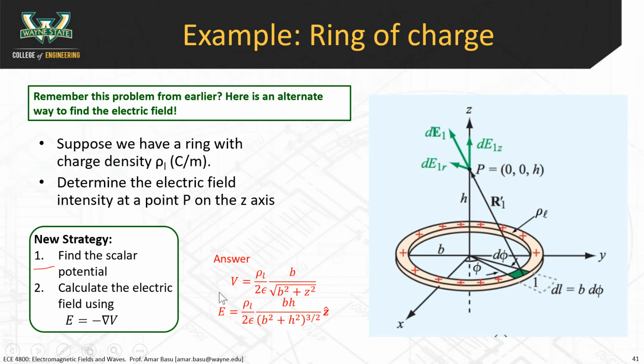If you recall, last time, before spring break, we found that the electric field is equal to rho L over 2 epsilon B H over (B squared plus H squared) to the power of 3 halves. And what we're going to find now is that the voltage is going to be equal to rho L over 2 epsilon B over the square root of B squared plus Z squared. Z is whatever the height is, so we can say H here, representing the height above the ring of charge.